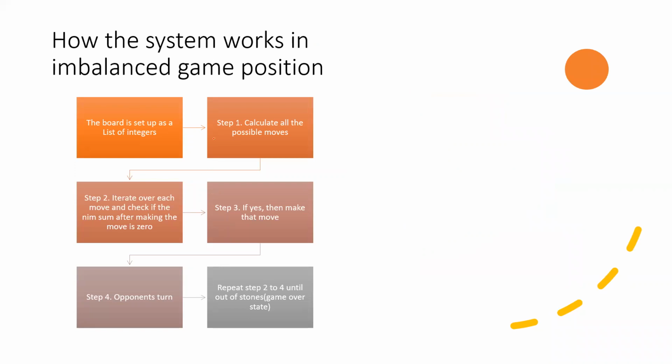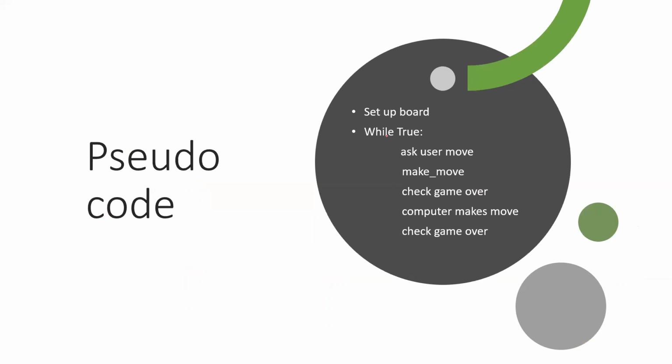This is the flow diagram of how it will work, a basic flow diagram, step by step. Calculate all the possible moves, iterate over each move, and check if the nim sum after making that move will be 0. If yes, make that move. Then give the opponent's turn, and we will repeat from step 2. Keep iterating over every move.